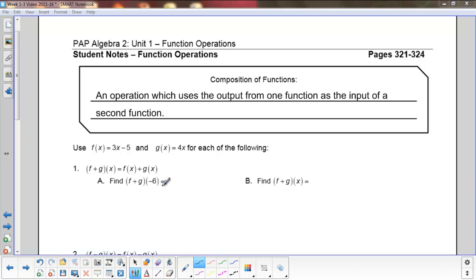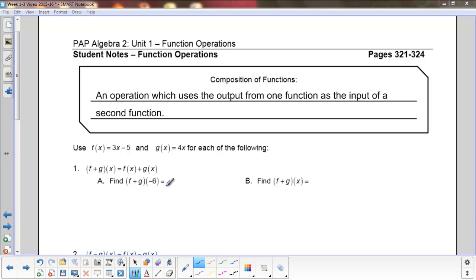Hi, welcome back. Today we're going to start function operations. What we're actually doing is something called compositions of functions. Compositions of functions is where you're given two functions and you're expected to insert one of the functions into the other one. Depending on the order in which it's given, you'll see how that actually works. The official definition is an operation which uses the output from one function as the input of a second function. So we're basically taking a y value and plugging it in as an x value of a second function.